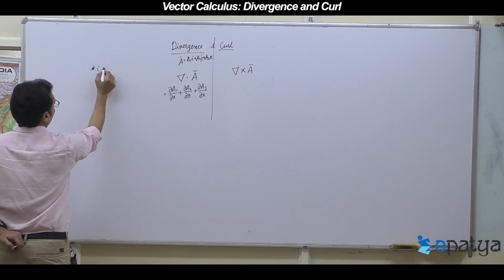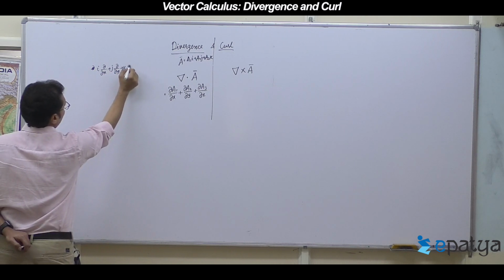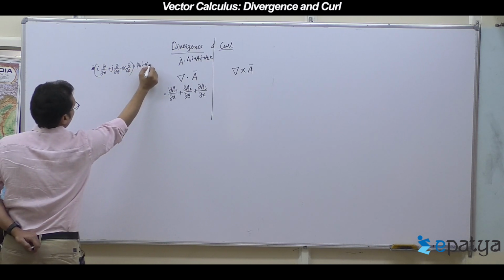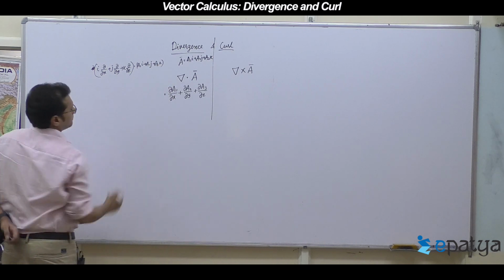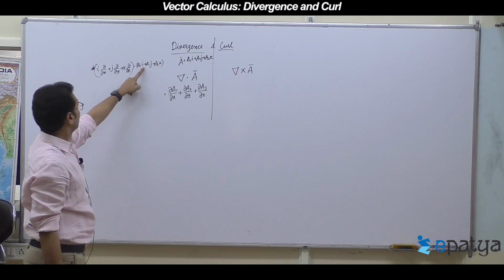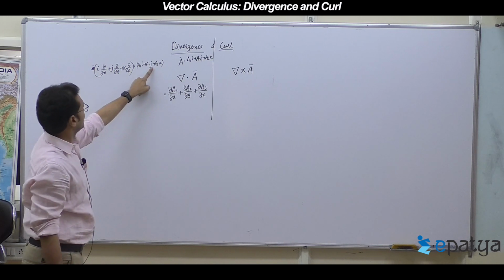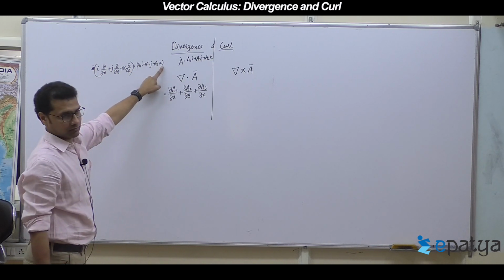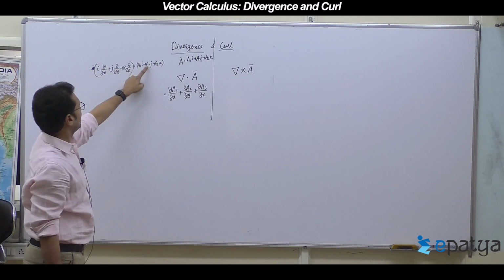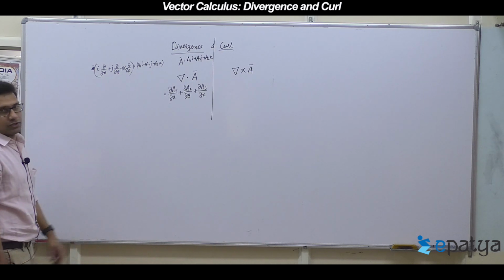Del is i dou by dou x plus j dou by dou y plus k dou by dou z, dot a1 i plus a2 j plus a3 k. Okay, i dot i is 1. Therefore, dou a1 by dou x will be there. But i dot j is 0, i dot k is 0. Next, j dot i is 0, j dot j is 1. Therefore, dou a2 by dou y remains. Like that, dou a3 by dou z also remains. This is divergence.